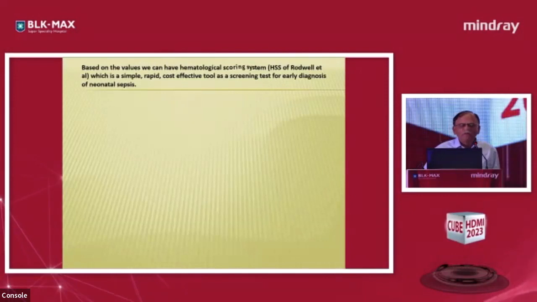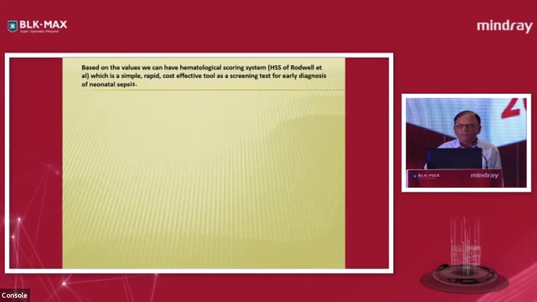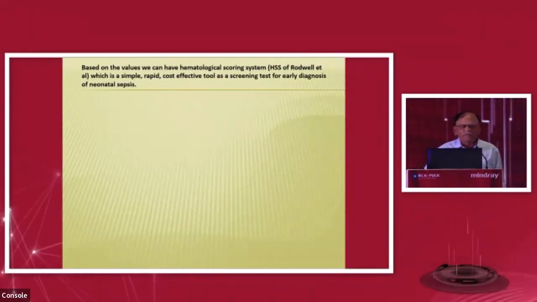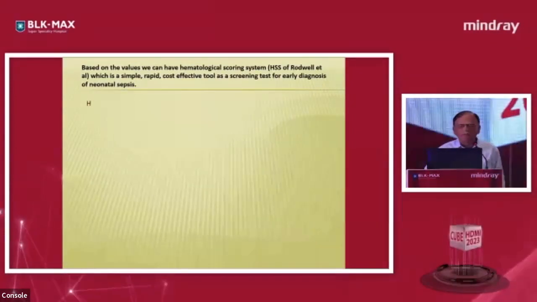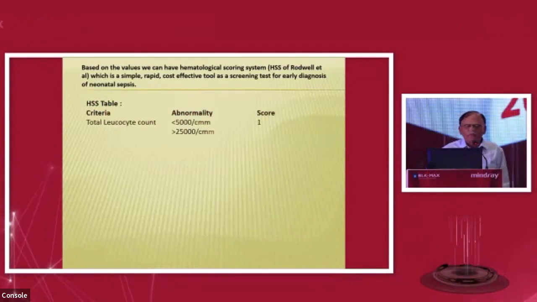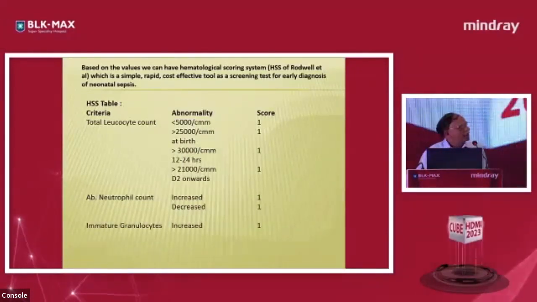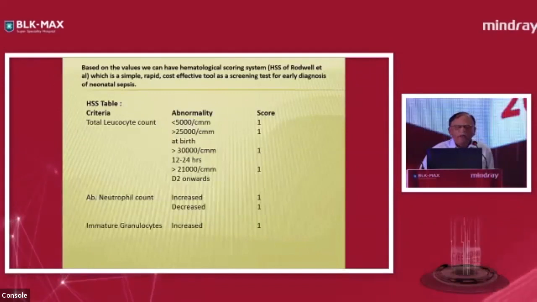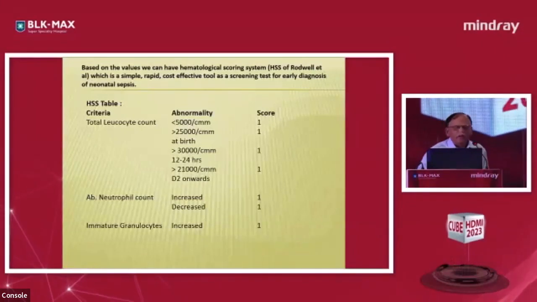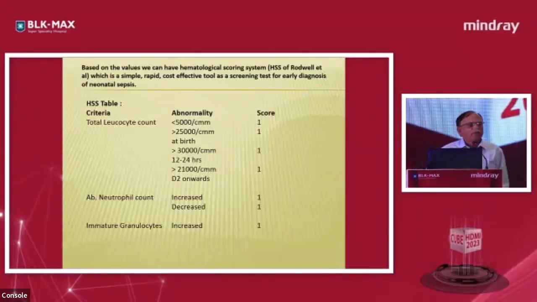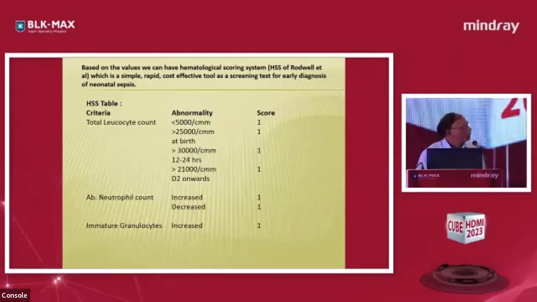Now, based on the values, we can also have the hematological scoring system of Rodwell et al., which is a simple, rapid and cost-effective tool as a screening test for the early diagnosis of sepsis. The criteria for scoring is leukocyte count less than 5,001 and more than 25,000 at birth, again 1 score, and more than 30,000 at 12 to 24 hours after birth was 1, and day 2 onwards, again if the count is more than 21,000, 1 score.